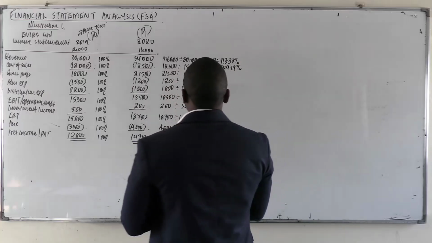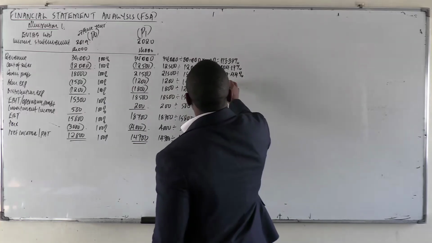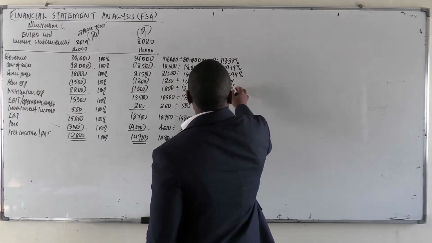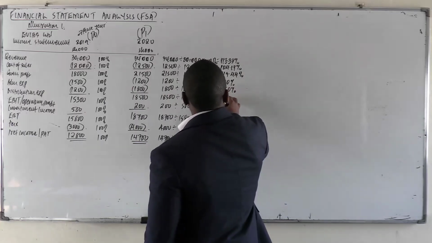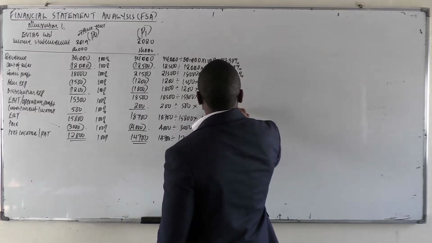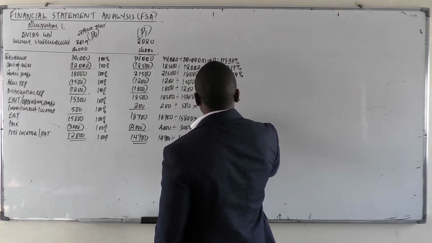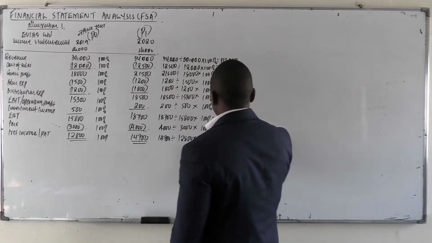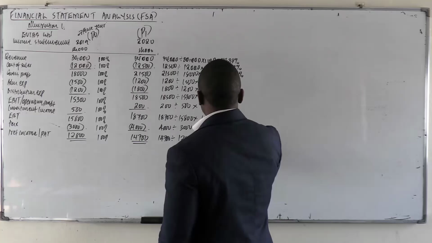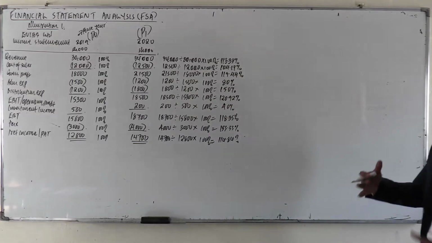104.17%, 119.44%, 80%, 150%, 150%, 120.92%. This is 40%. 118.35%. 133.33%. And what we have? 84%. Good. So that's how we perform a horizontal analysis.